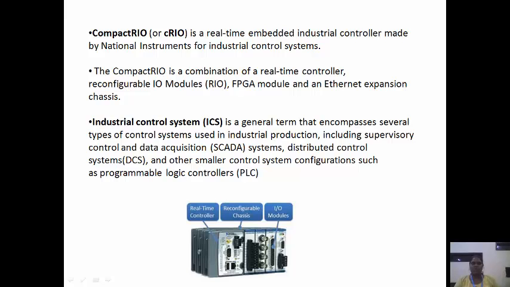The industrial control systems or ICS is a general term that tells us about various types of control systems in an industrial process, including a supervisory system, a control and data acquisition system like a SCADA system, and a distributed control system, also known as a DCS system. The SCADA system simply means a supervisory control and data acquisition system.